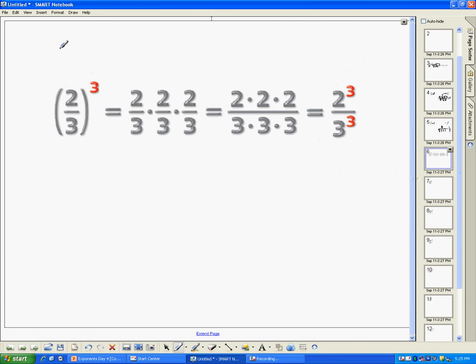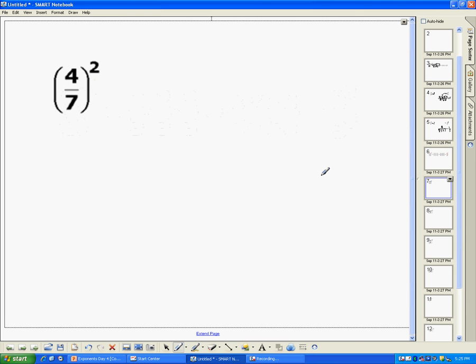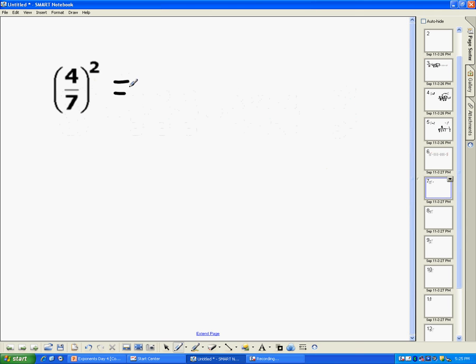Now there are going to be times when you are cubing a fraction, and so when you're doing that, you are going to distribute that power, that exponent, to everything that's inside the fraction. So 2 over 3 cubed is equal to 2 cubed over 3 cubed. So here, if we were to simplify this, this would be equal to 4 squared over 7 squared. Now I know that this could be simplified even more to 16 over 49, but we're not going to do that right now. We're just working on simplifying our exponents. Okay?